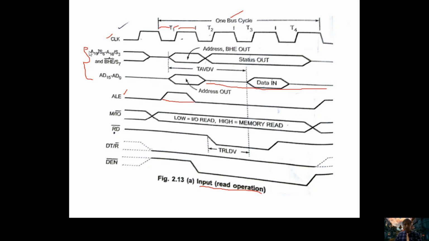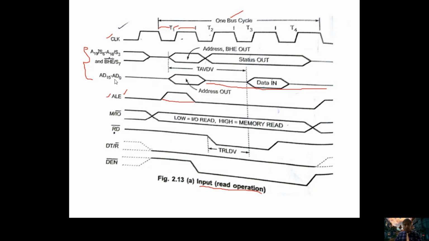Similarly, ALE takes multiplexed address and status lines and makes them pure address lines and status lines. Similarly, it will take the BHE bar and S7 multiplexed line and make it a pure BHE bar and a separate S7 line. Like that, ALE must be high during the first part of the machine cycle, and in the remaining cycle it is low. Again for the next cycle, T1 time on, T2 to T4 time again off. Like that we are representing ALE.